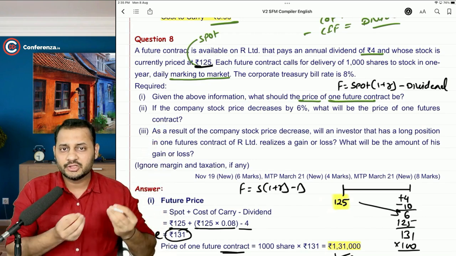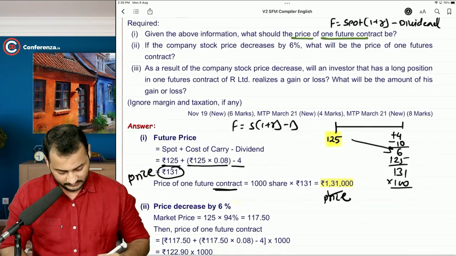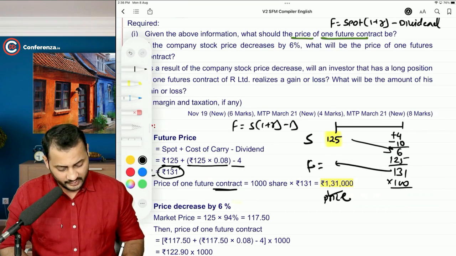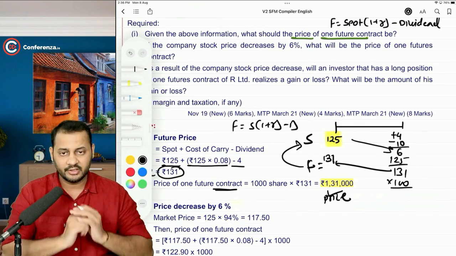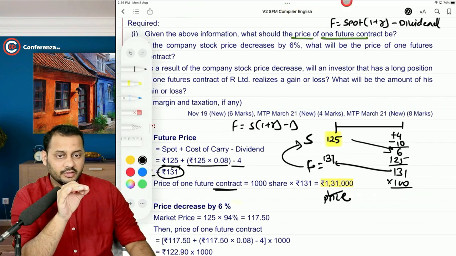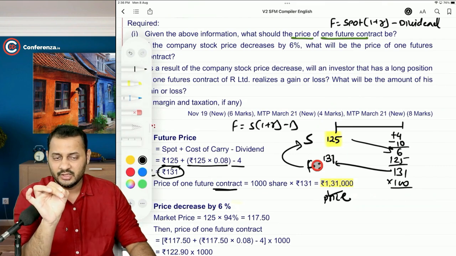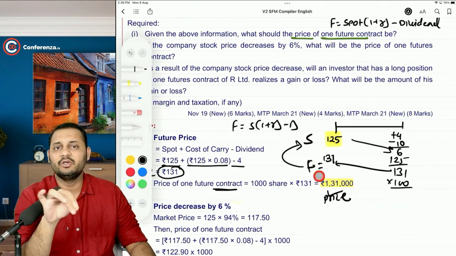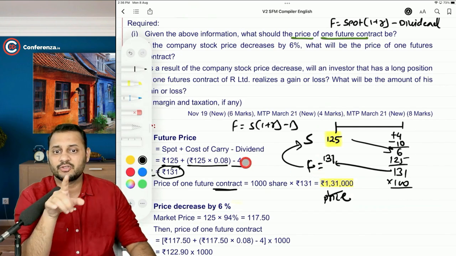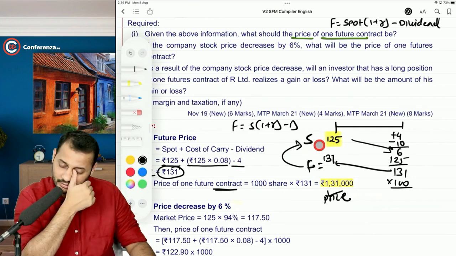Obviously, the futures contract price will also decrease, because this is the spot market, this is the forward market. In the forward market, the price came to 131, which was dependent on the spot market's price. Now, understand the logic. When the price was 125, your forward's price was 131. And if this is going to decrease, this is automatically going to decrease by 6%. No, sir, it's not going to decrease by 6%, because 4 rupees of the dividend is confirmed, whatever is the price. Understand?